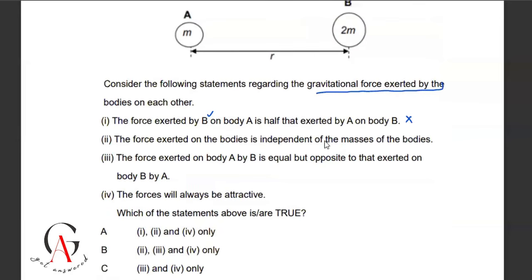The force exerted is independent of the masses? No, the force must be dependent on the masses. The force exerted by body A on B is equal and opposite? Yes, so the force is the same regardless of the masses and the direction is going to be opposite. Then the forces will always be attractive, which is true. So 3 and 4, which is option C.